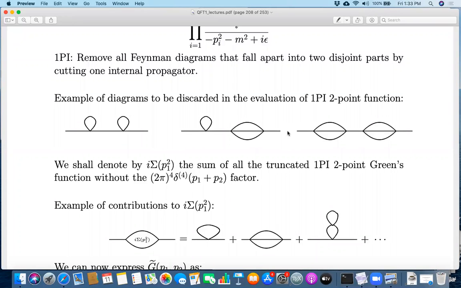Sir, but in this prescription, we discard the one point irreducible functions. But in the previous prescription, we included all diagrams, excluding only the bubble diagrams. Yeah, okay. So the point is, in G tilde, we are not excluding this. We are defining a new quantity, this I sigma, where you are excluding the one particle reducible diagrams. So I sigma contains the sum of all these.